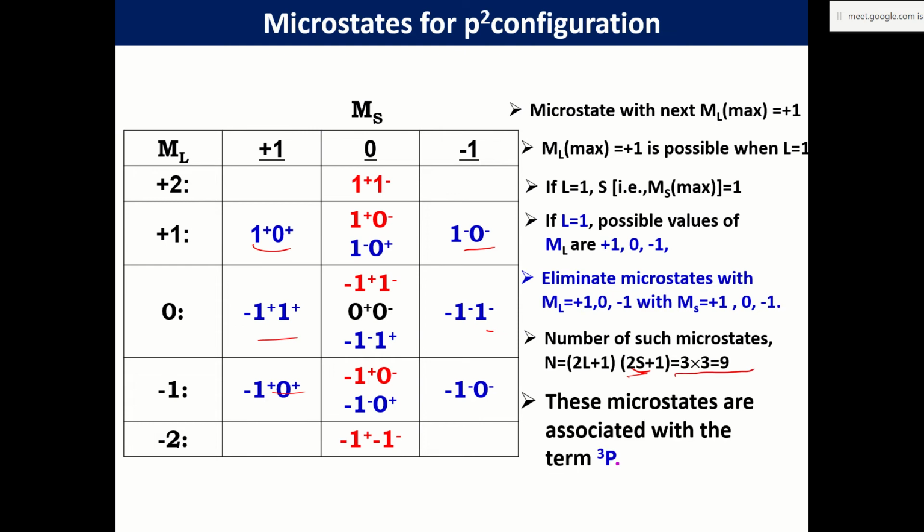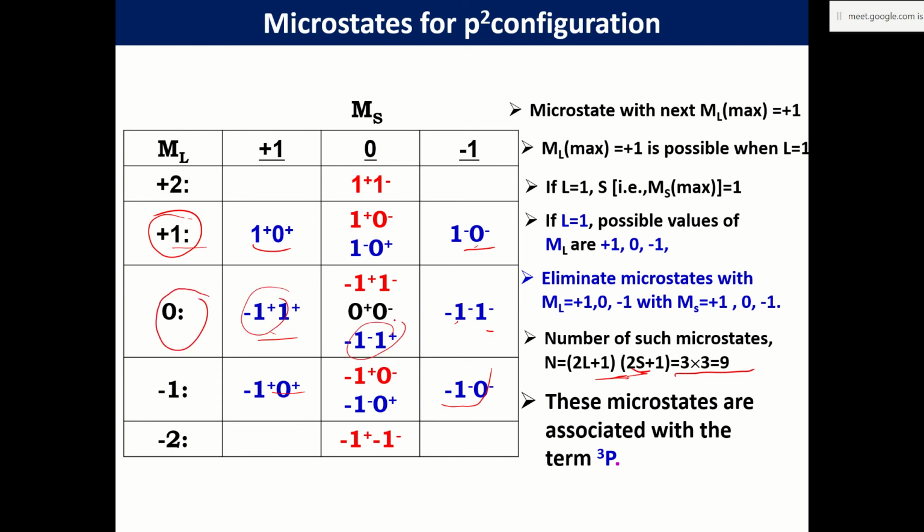You can cross-check whether what you have written and what you are expecting match. 9 microstates you must get. So 9 microstates here, 3 for each one. For ml equal to plus 1, you have 3 possibilities for ms.